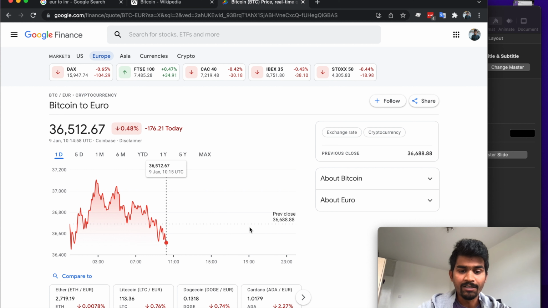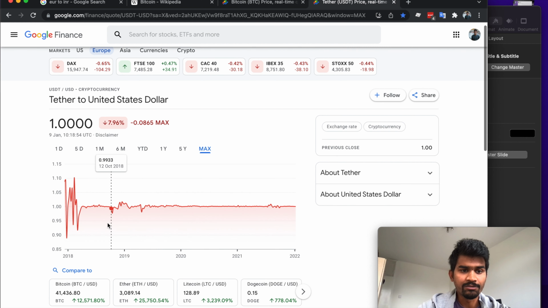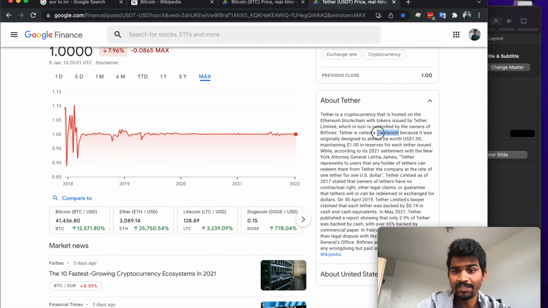With that being said, there is another option. If you see Tether, we won't see much volatility here. This actually comes under stablecoin.